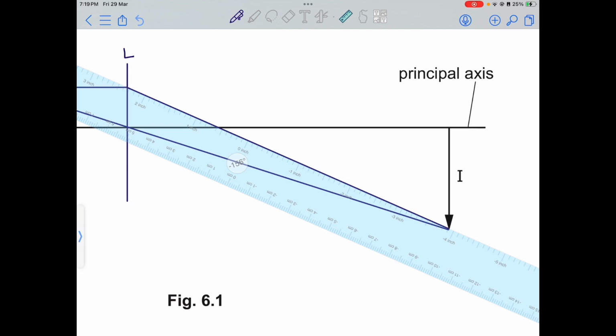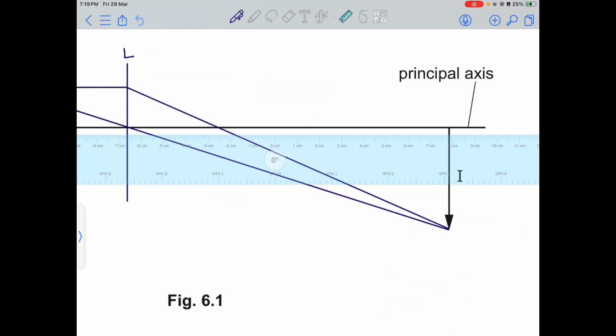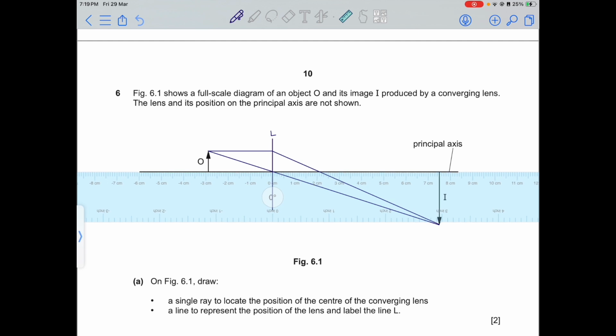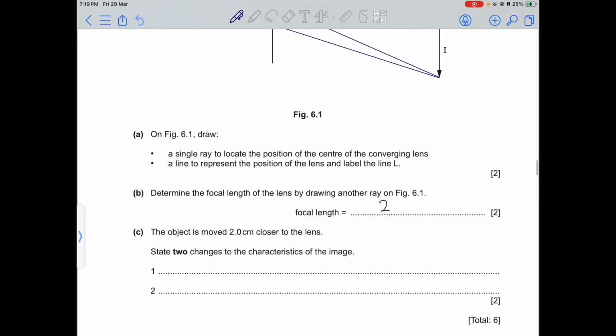Alright, and then you have to measure the distance between these both, which I believe is 2.1 centimeters. There should be a range of these answers.